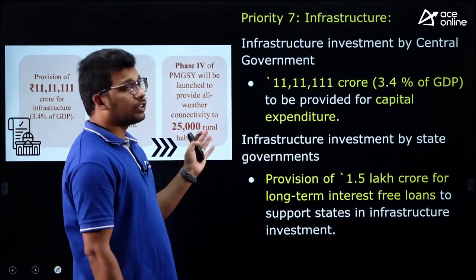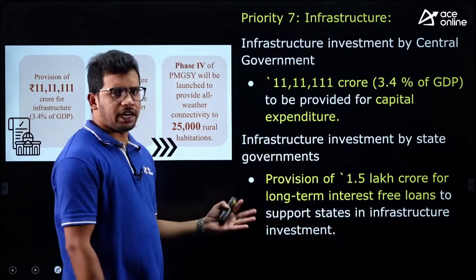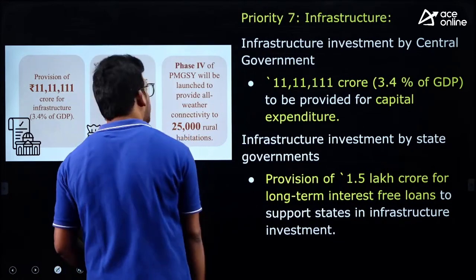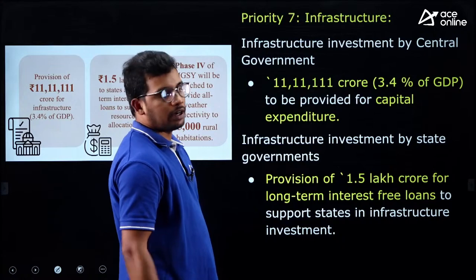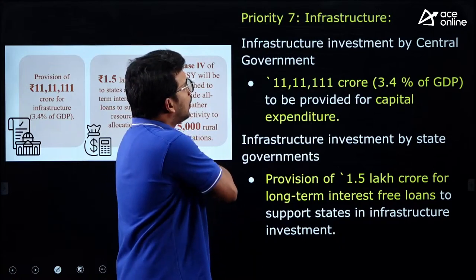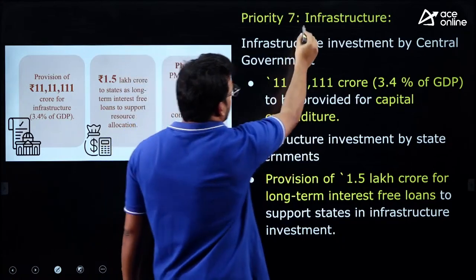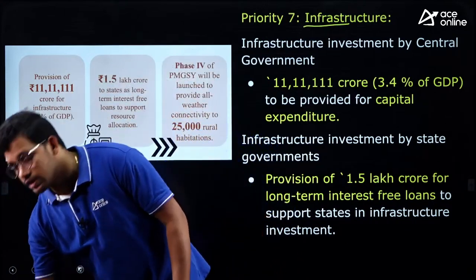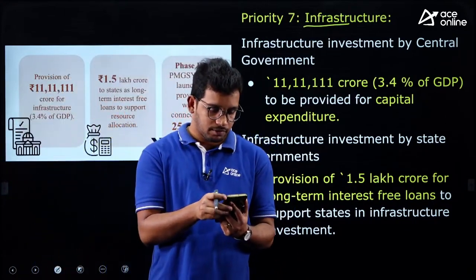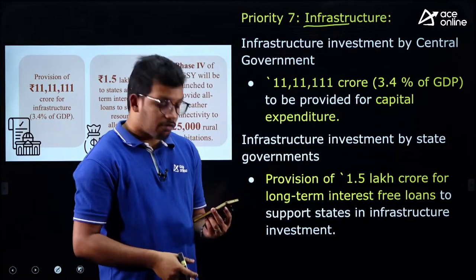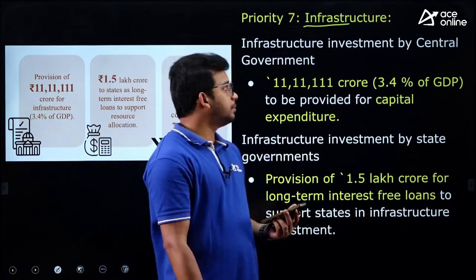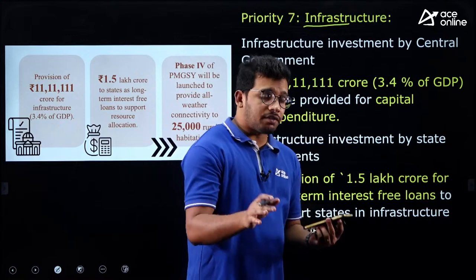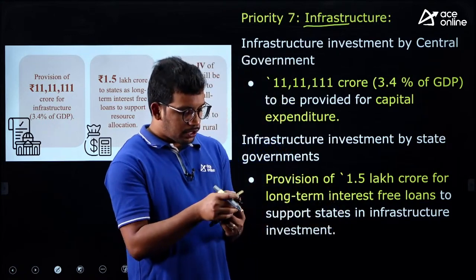Next one is about infrastructure, very simple. Priorities 7, 8 and 9 we can complete in 5 to 8 minutes, and then we will go to the data ones. So infrastructure investment: what is the total GDP of our country? Please do answer. We discussed it in the beginning itself. Anyone? Please do answer.